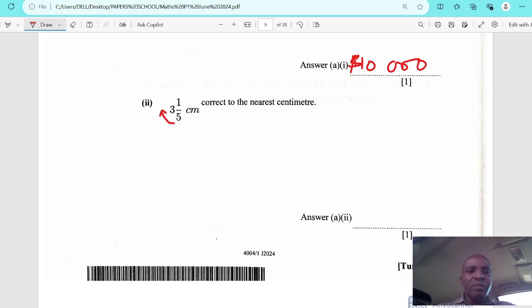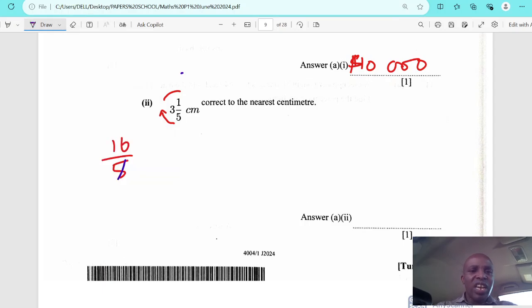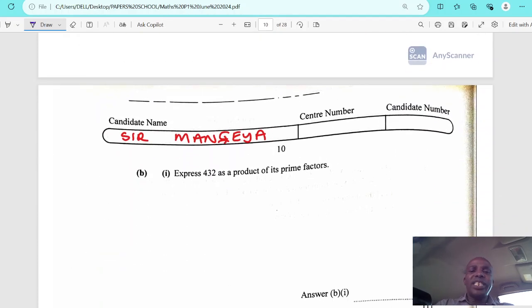Say 5 times 3 plus 1, 15 plus 1, 16 over 5. 5 into 15 is 3, 3 times 5 is 15, remainder 1. So it will be 3.2. The nearest centimeter is just 3 centimeters. Put units.